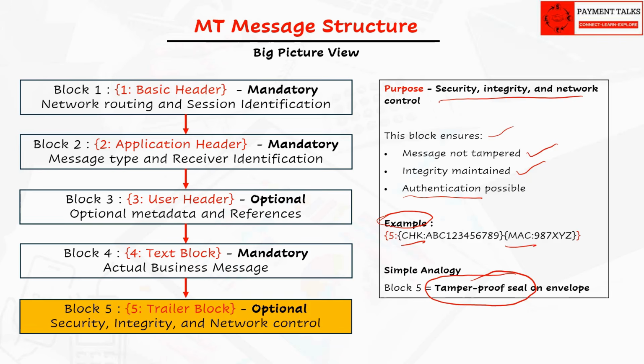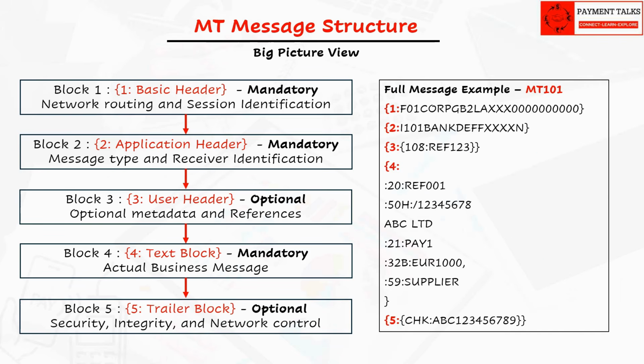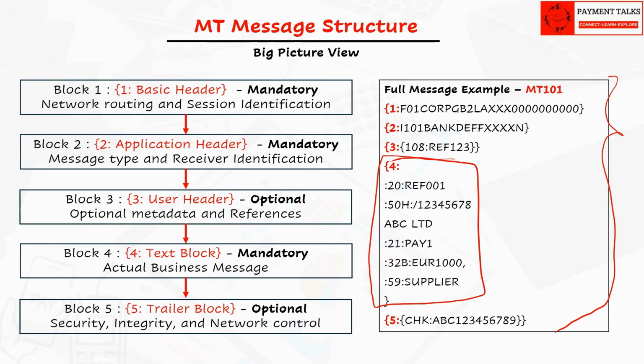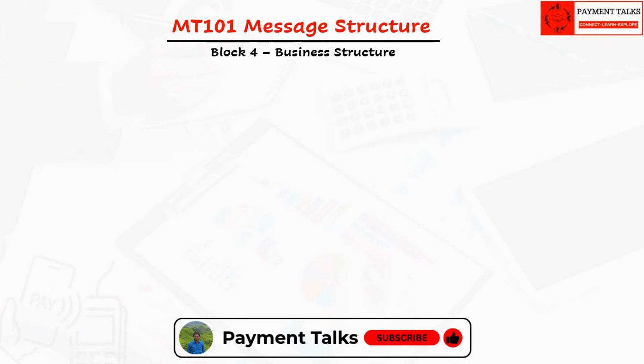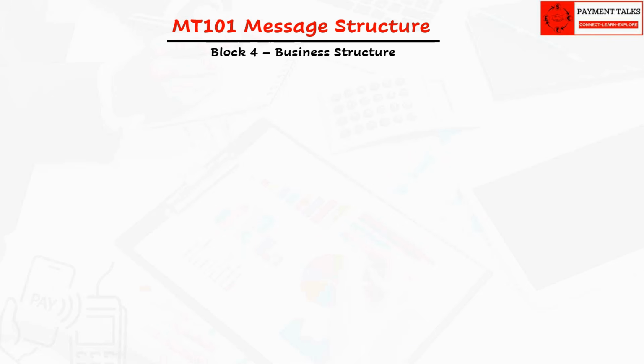Putting it all together, the message looks like this. Key takeaway is that in every message, only block 4 matters for business processing. Blocks 1, 2, 3 and 5 exist purely to deliver and protect the message. Now let's look at the MT101 structure before comparing it with PAIN.001. From now on, whenever we speak of the message, we speak only about block 4.